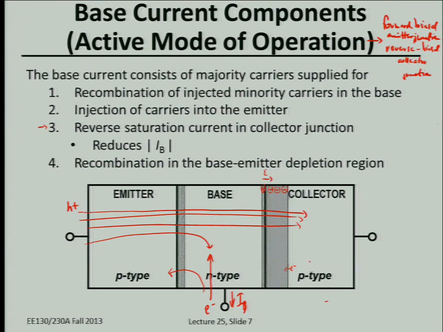So if you have thermally generated electron-hole pairs, minority carriers in the collector, and the minority carriers wander into the depletion region, they'll just get swept across here. So that's why this third bullet says this third component of current subtracts from the magnitude of the base current, right? It's actually reducing the base current. So this is actually not bad for getting small base current.